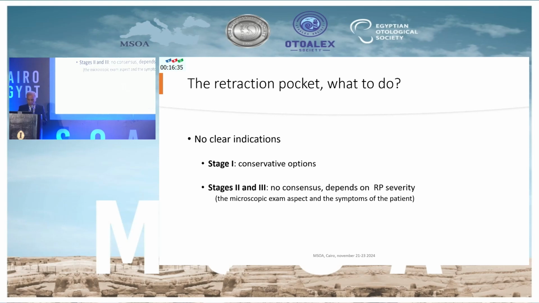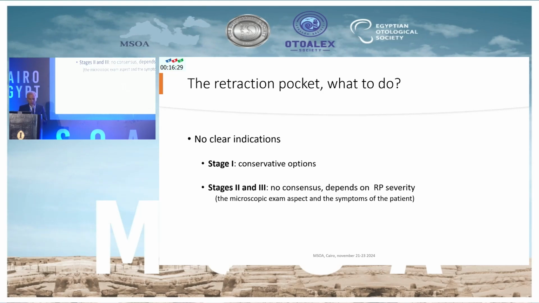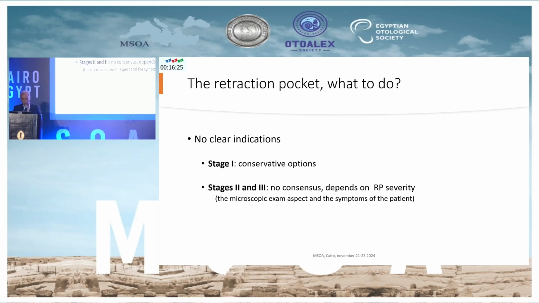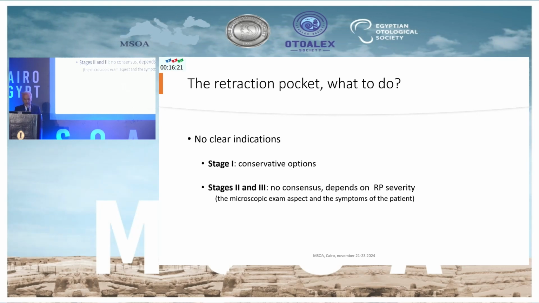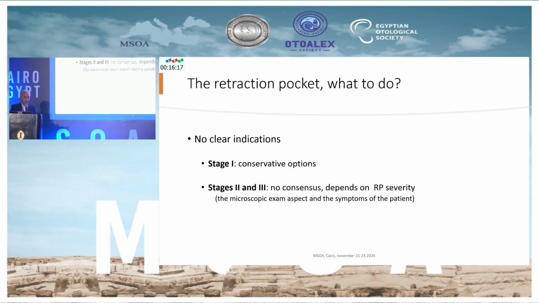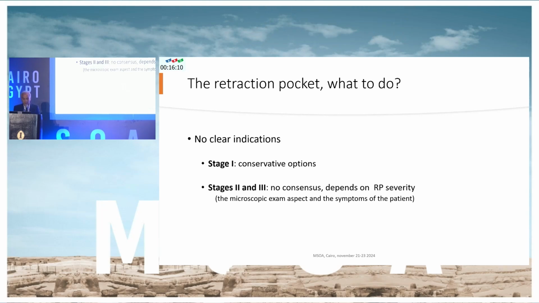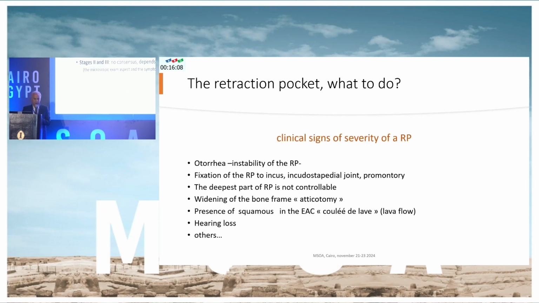For stage 1, perhaps it's clear for all the authors, we must use a conservative option. For stage 2 and 3, there is no consensus. It depends on severity of the retraction pocket. Severity means what we see under microscope, and especially the symptoms of the patient.